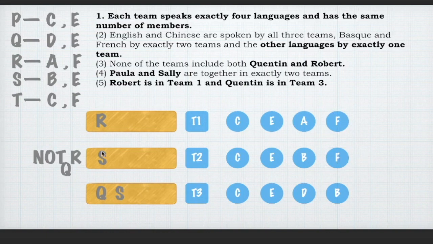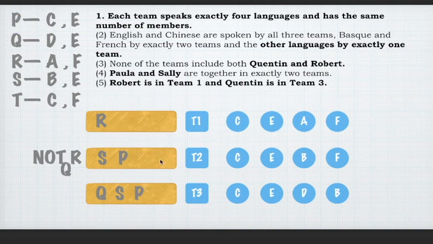F. I know Sally and P are together, so let me put P as well in these teams. S, Sally and Paula are together. The moment I see this, I know there are three members per team. So for team 1 and team 2 as well, I have to create three members. So let me put Paula in team 2 as well.